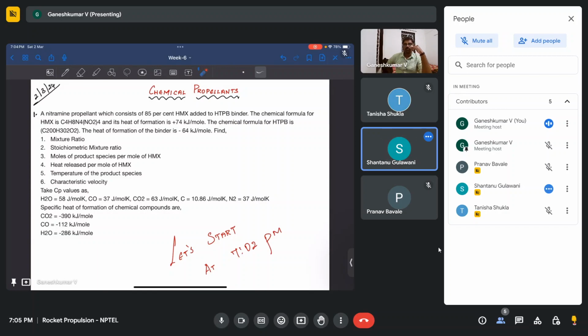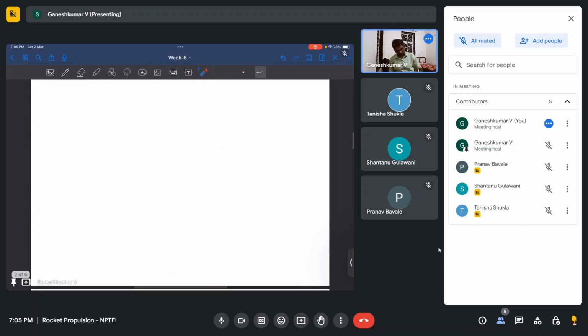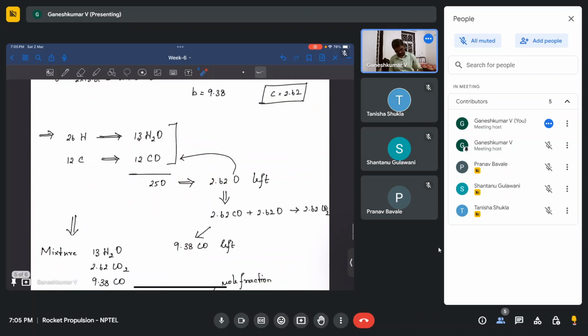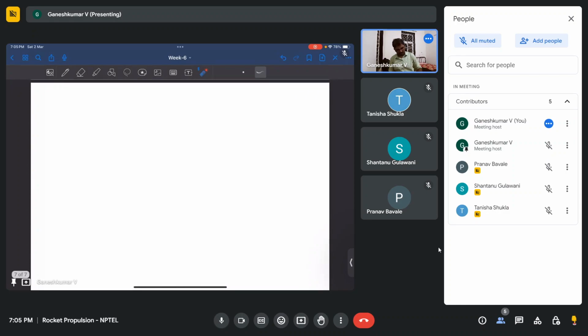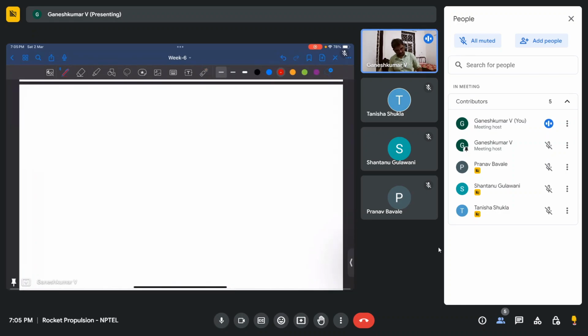So basically, if you take any fuel or oxidizer, let me try to write this down. The mixture ratio is nothing but mass of oxidizer by mass of fuel, right? Mass of oxidizer by mass of fuel. So you can calculate it. Let's say for stoichiometry, I'm giving an example. Whatever the spelling is.